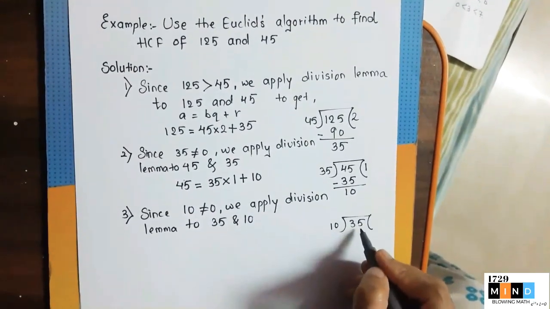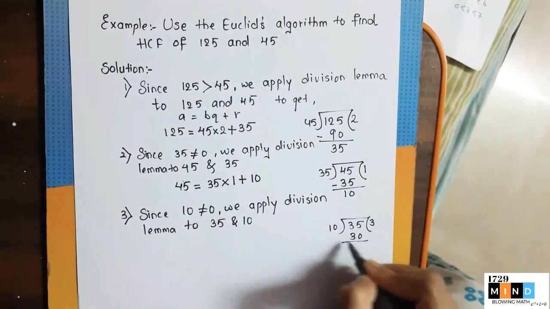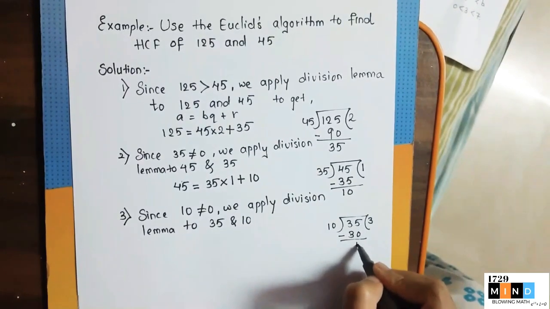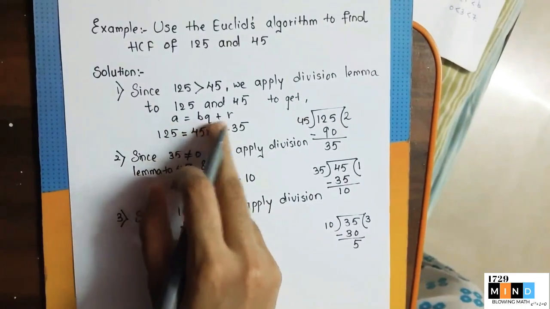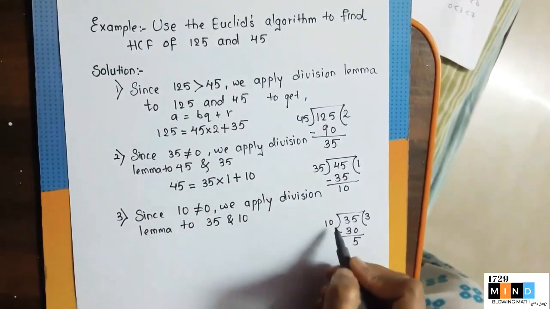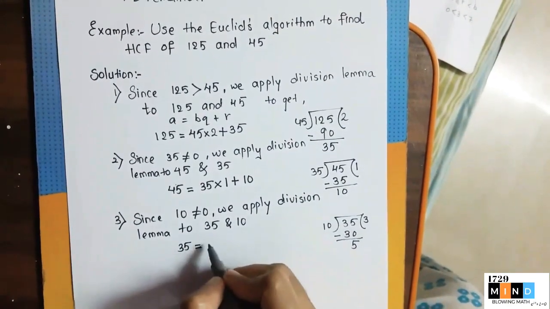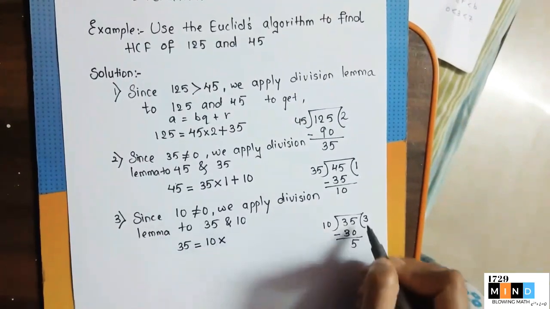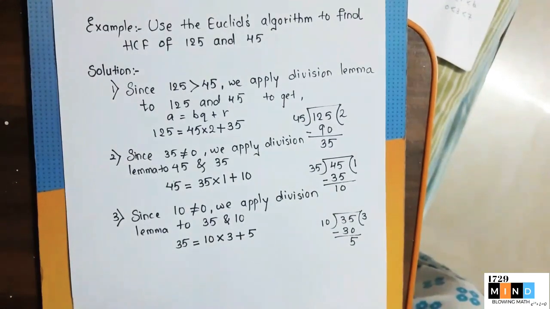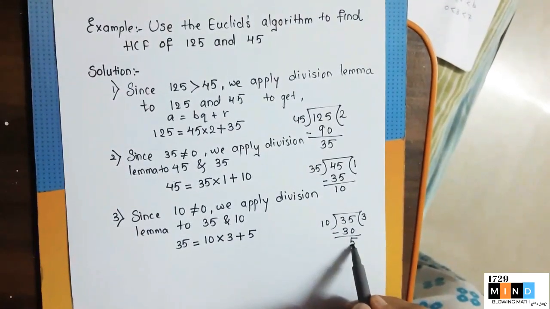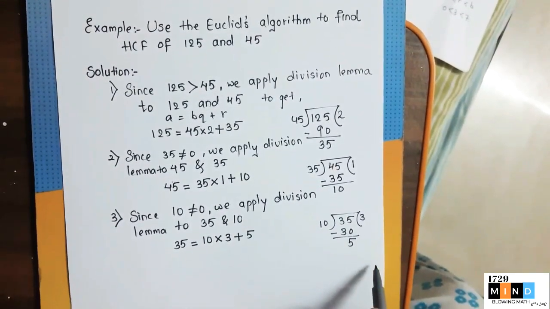In the table of 10, we don't have 35, so we take 10 threes are 30. When I subtract 30 from 35, the remainder is 5. Again I write in the same form, A is equal to BQ plus R. A is 35, equal to divisor 10, into quotient 3, plus remainder 5. Keep in mind, each time the remainder changes into the divisor and the divisor changes into the dividend.